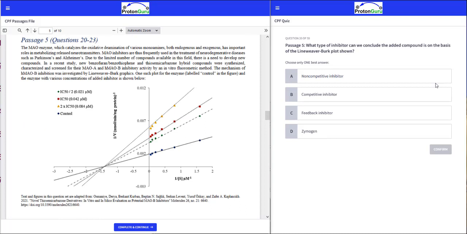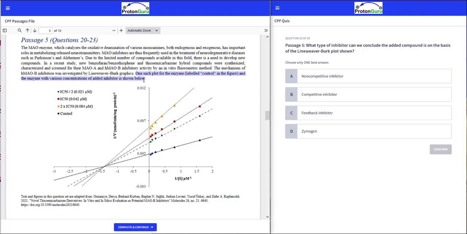So moving on to passage 5, we see we have some enzyme kinetic data here. And the first question is, what type of inhibitor can we conclude the added compound is on the basis of the Lineweaver-Burke plot shown? Now there are a lot of different metrics you can read off of a Lineweaver-Burke plot. One thing we need to do to answer this question correctly is reading the text.